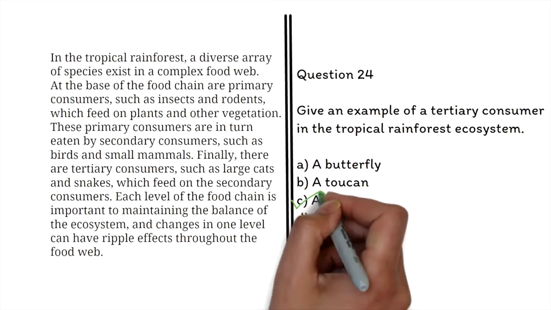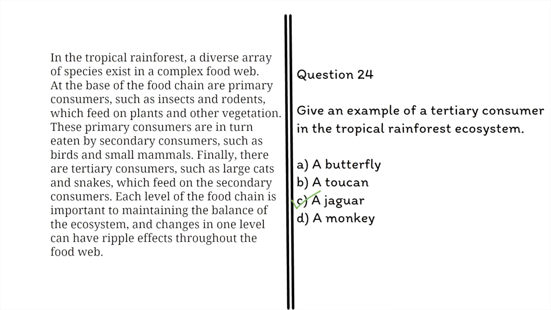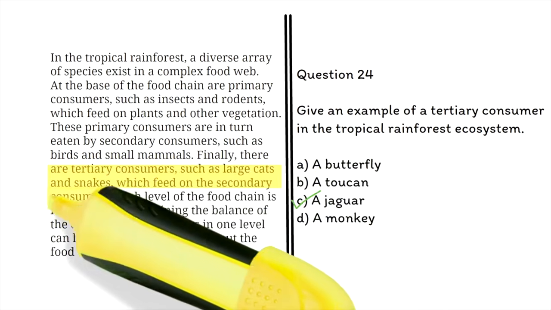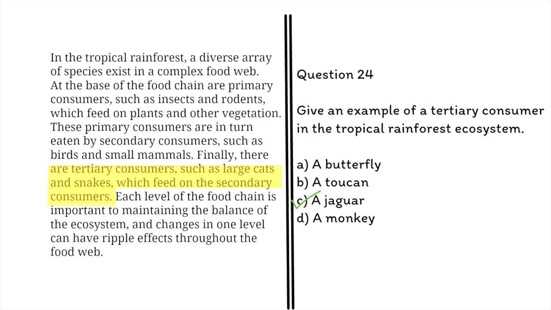A jaguar. The passage states that tertiary consumers in the tropical rainforest ecosystem are animals that feed on secondary consumers. Jaguars are an example of a tertiary consumer in this ecosystem, as they primarily feed on smaller mammals such as monkeys, deer, and rodents.